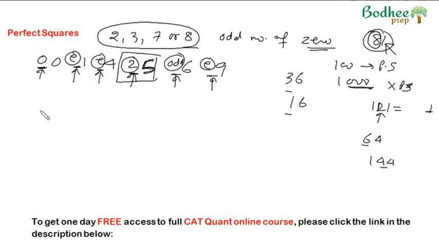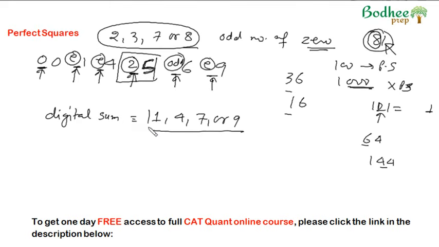And third, which is very, very important, is the digit sum or digital sum, I would say. The digital sum of any perfect square has to be either 1, 4, 7 or 9. The digital sums of all perfect squares are either 1, 4, 7 or 9.